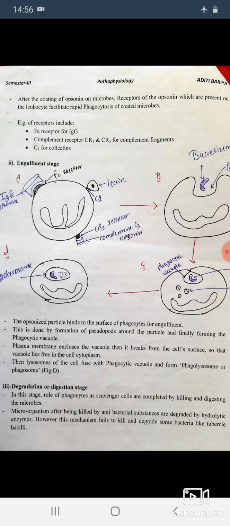For the receptor, Fc receptor for IgG, Fc receptor is present on neutrophils and macrophages, that is for immunoglobulin G. Second, complement receptor CR1 and CR3. If complement protein 1 is there, then CR1. If complement protein 3 is there, CR3. And that binds with the complement proteins. And C1 is for collectins. So if the opsonization occurs with collectins, it binds with the C1 receptor on the surface of neutrophils. So that is the first step.